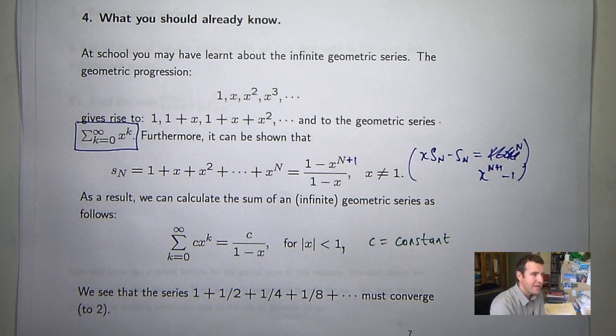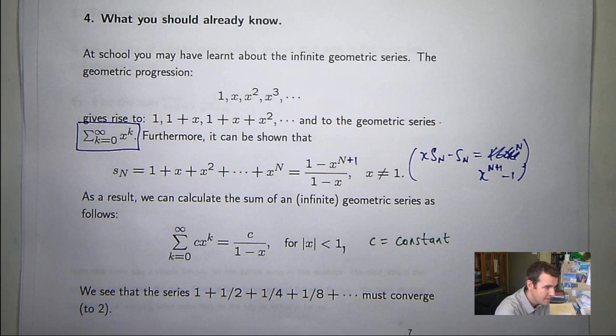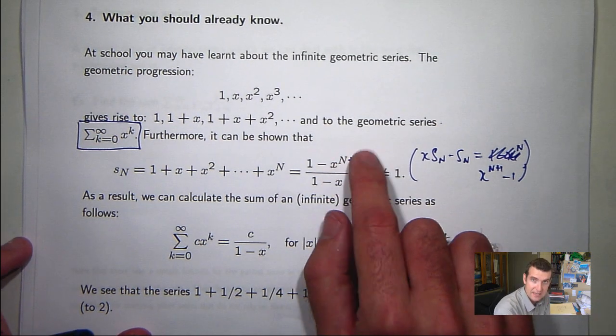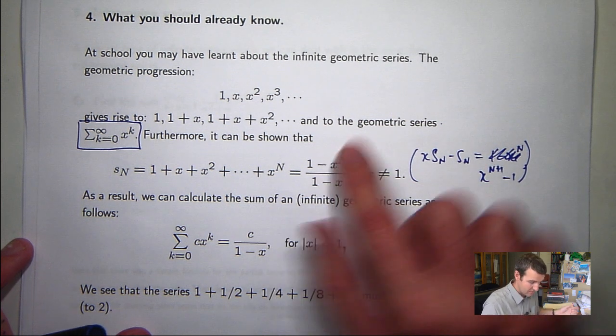Now, if we have a formula for the nth partial sum of a series, then all we really have to do is take the limit. Does that s sub n approach a limit as n gets large and positive? If it does, well, that's the value of the series. The series converges.